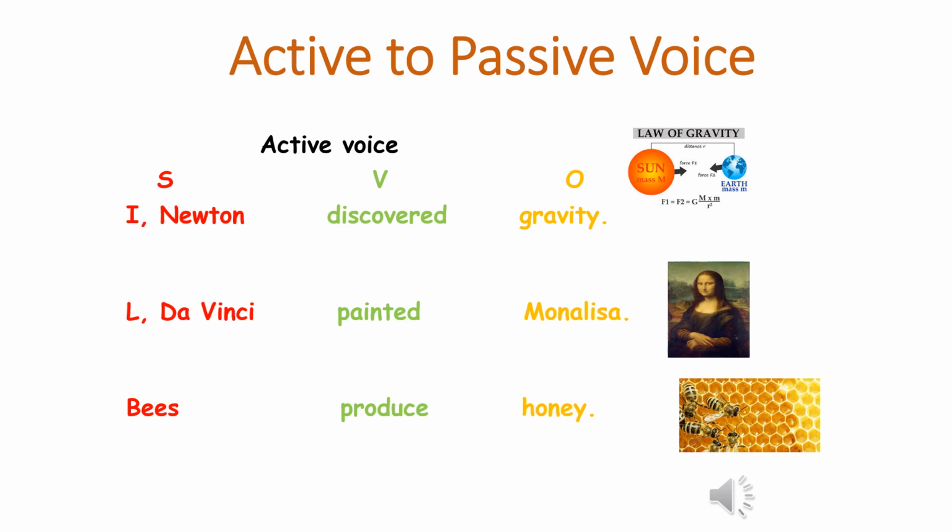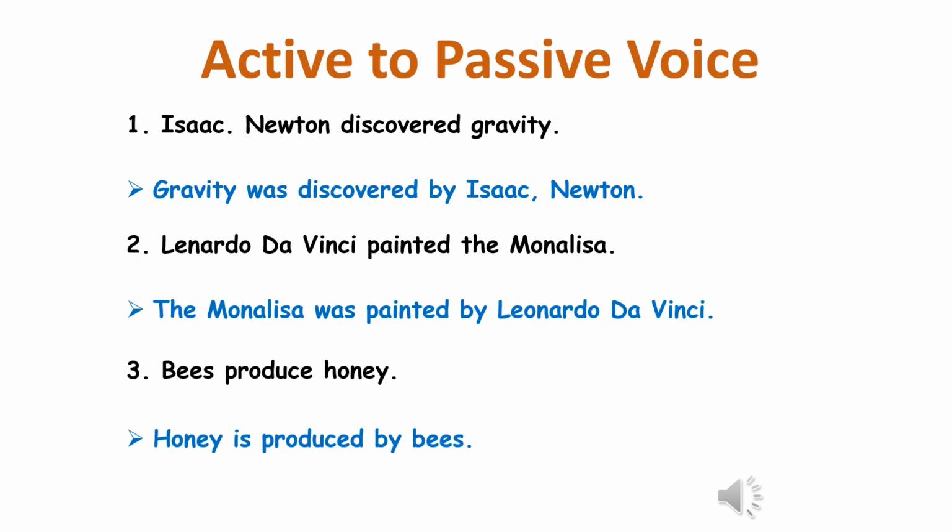But sometimes we are more interested in the object rather than the subject. And English people and American people frequently use the passive voice. For example, instead of saying Isaac Newton discovered gravity, we can say gravity was discovered by Newton. And here we are interested in the object more than in the subject.